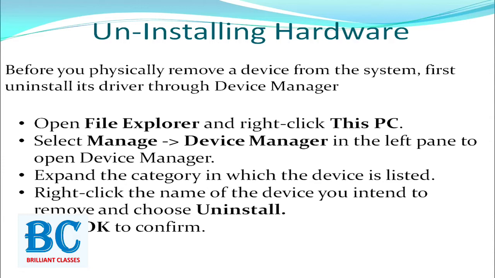Right click on the name of the device that you want to remove and then choose uninstall. It will ask for confirmation whether you really want to uninstall the device. If you say OK, it will start the uninstallation process, and once it is over, it gives you a message also that the uninstallation process is complete and the device is no longer available along with your computer.